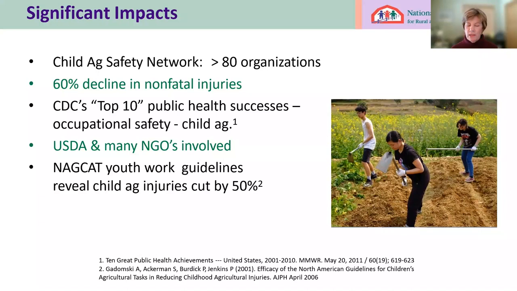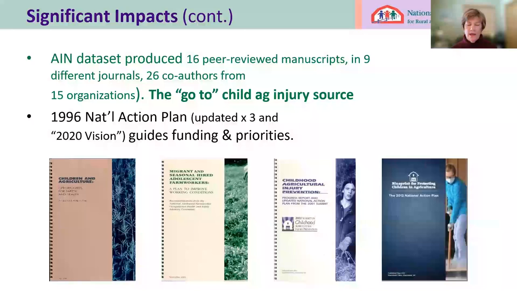And there's been corporate sponsorship of several non-government organizations. And very importantly, NIOSH-funded research using a case control study revealed that childhood agricultural injuries on family farms were cut in half when the NAGCAT work guidelines were used. A few more impacts include the establishment of the Child Ag Injury Database, which has been funded in part through our NIOSH Children's Center. It's an important data set in the absence of a national surveillance system.